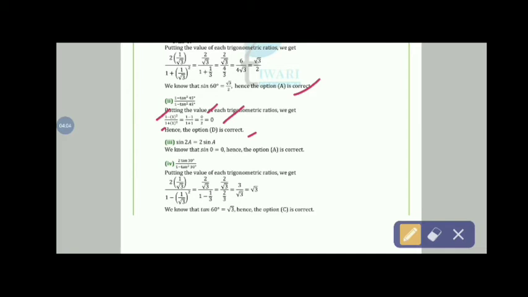Then sin 2A is equal to 2 sin A. Now putting, as we know, sin 0 is equal to 0, hence the option A is the correct answer.